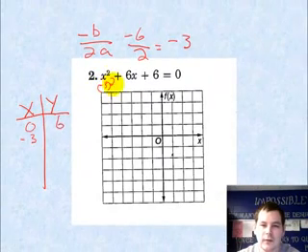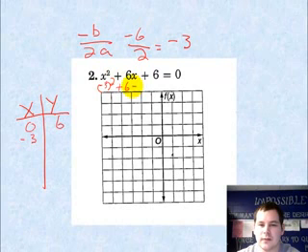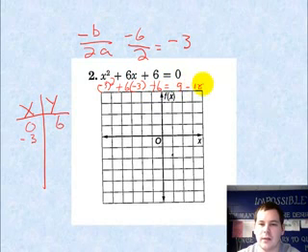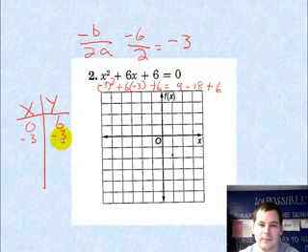So I'm going to evaluate this. -3 squared plus 6 times -3 plus 6 equals 9 minus 18 plus 6. That gives me a value of -9 plus 6 is -3. So far I have 2 points.